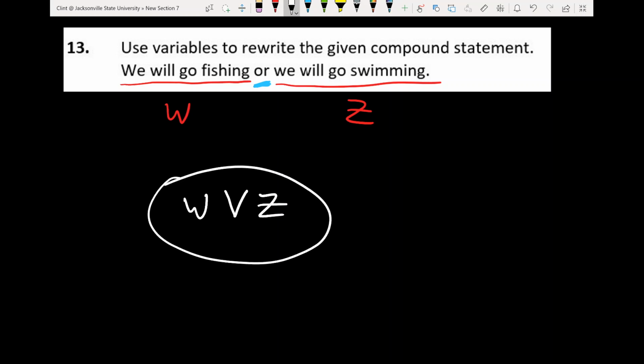And again, like what I'm saying in Hawks, if this one said we will not go swimming, then for statement Z, it would let you put we will go swimming, and then you would have to put the squiggle for the Z when you did your symbols. Okay, but if you don't have any negations, this one's pretty straightforward.